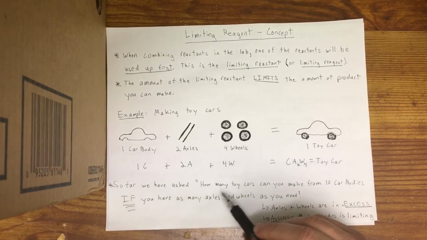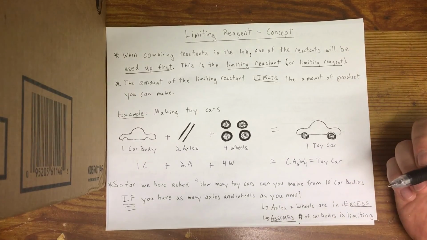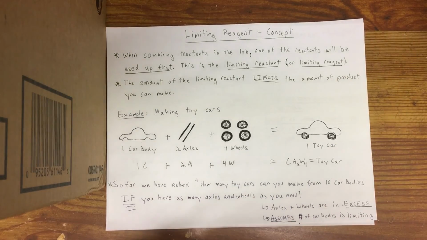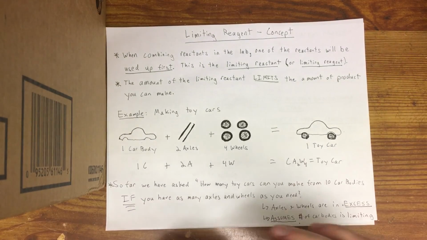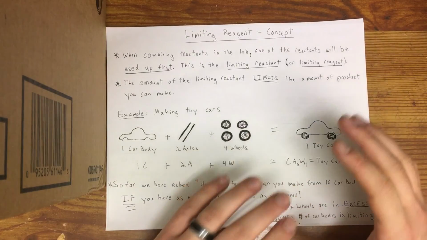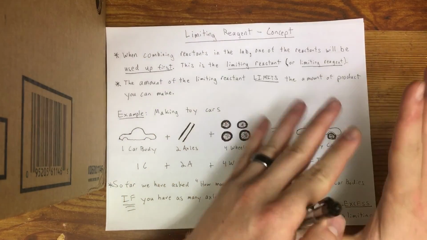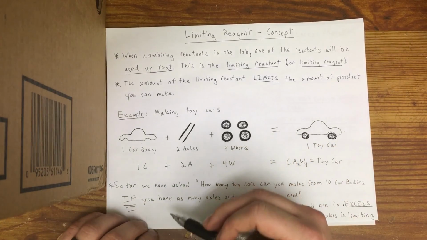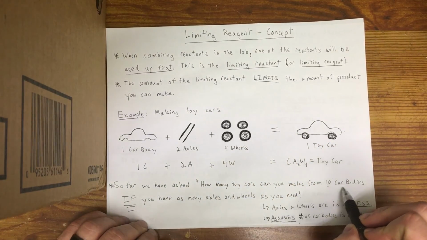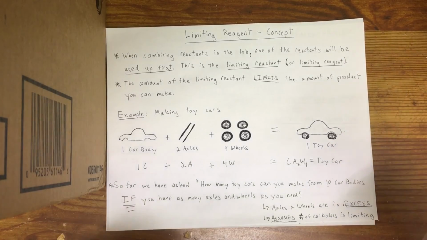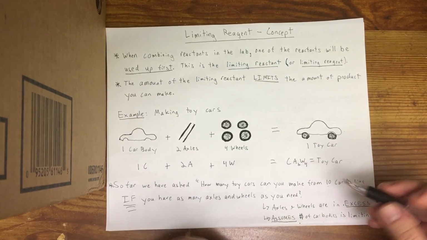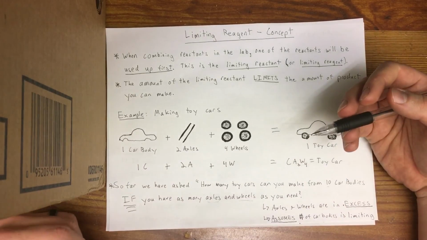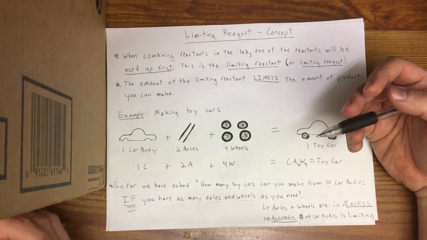as, how many toy cars can you make if you have 10 car bodies, if you have as many axles and wheels as you need? That is what you've seen in these stoichiometry problems when they say that a reagent is in excess. What that means is you have as much of that reactant as you need. The only thing that matters is how many of the limiting reactant that you have. For example, in this problem, the number of car bodies limits how many cars that we can make. And we're making the assumption that the number of axles and wheels is not important. The only thing that's important is that we have enough.